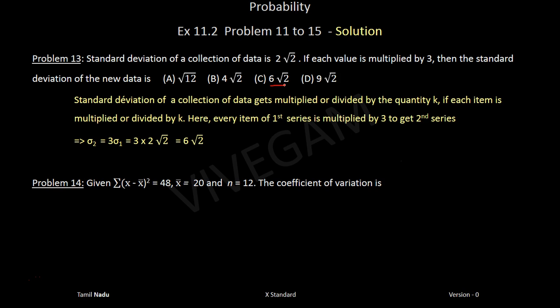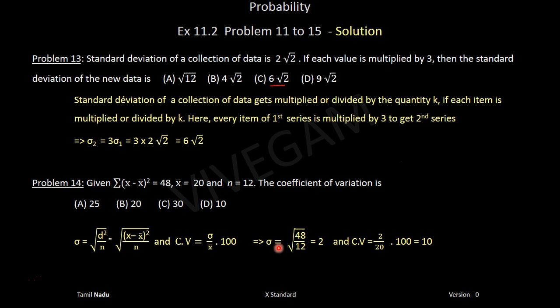Right, problem 14. Given the sum of (x minus x bar) the whole squared is 48, average x bar is 20, and the number of data items is 12, the coefficient of variation is. So what is the coefficient of variation? That is sigma by x bar into 100. They have given you x bar, that is 20. So we need to find sigma. Then only we will be able to do the problem, right?